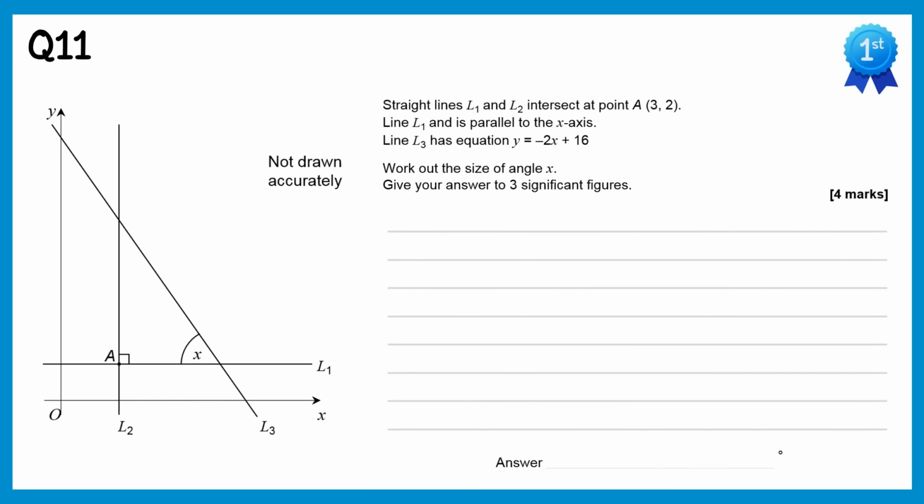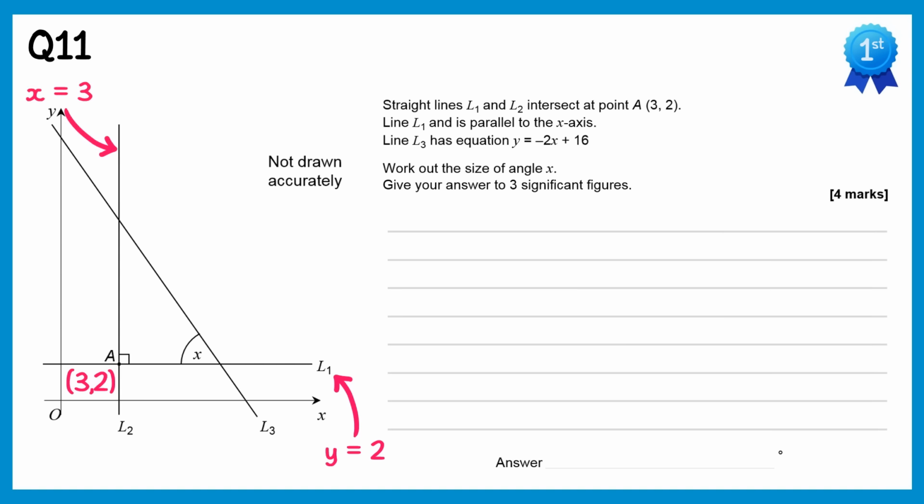In this question, we're told A has coordinates 3, 2, so we'll mark that on the diagram. We're also told that line L1 is parallel to the x-axis. This means it's a horizontal line, and since it goes through the point 3, 2, it must have equation y equals 2. Since lines L1 and L2 meet at a right angle, we know that line L2 is a vertical line, and it goes through 3, 2, so it must have equation x equals 3.